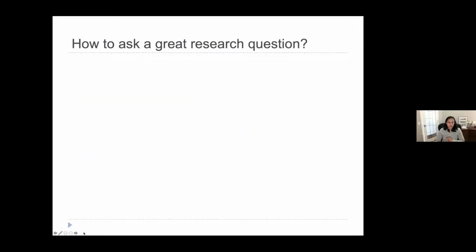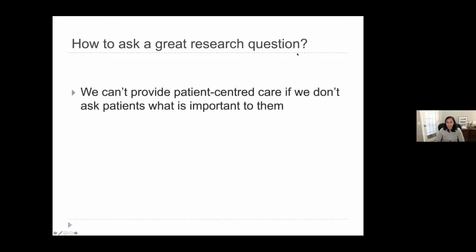So how do you ask a great research question? And of course, I'm sure you've gone through talks like this in grad school or undergrad or research courses you've taken. So this is only my answer to this. I think I've already said this, but I'll reiterate: we can't provide patient-centered care if we don't ask patients what's important to them. No matter how obscure those questions are, that's still a good research question. This is not about how you structure your objectives or anything. I'm thinking about the holistic idea of what's a good research question to go after.